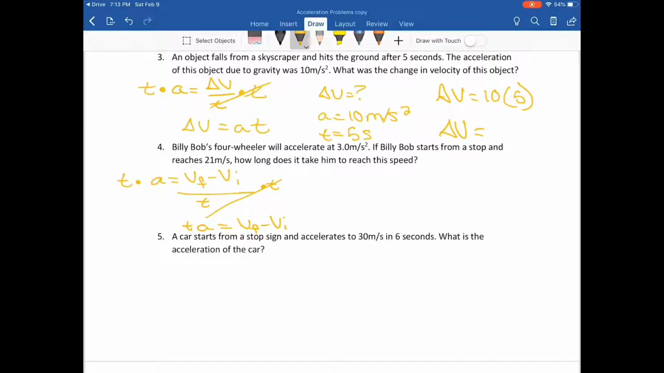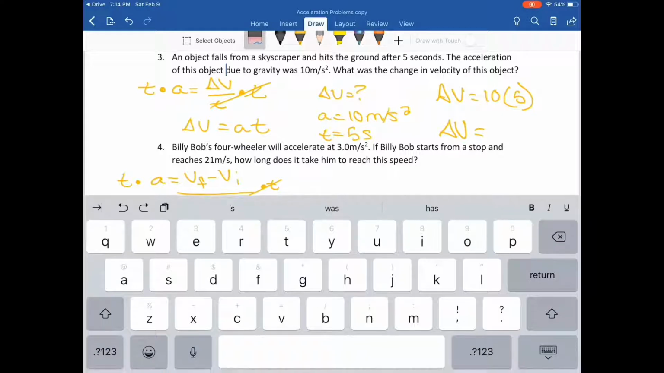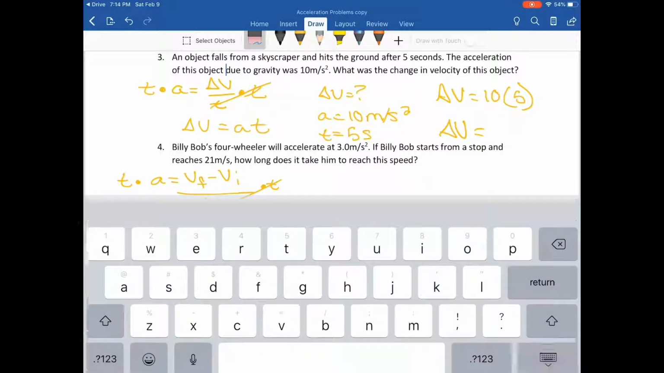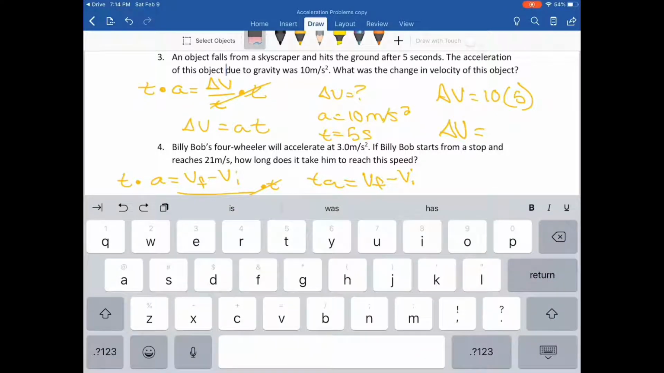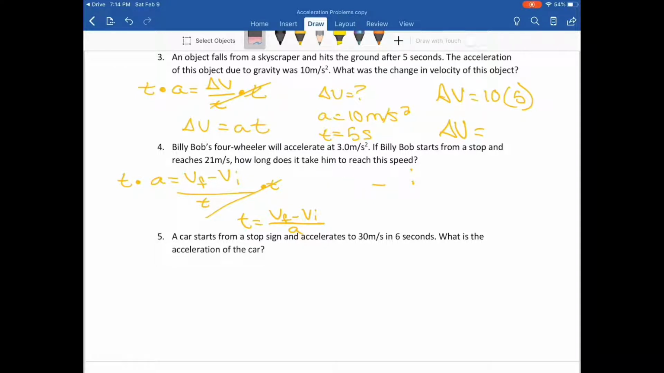But we still need time by itself. Now our equation looks like this. But we still don't have time by itself. So we're going to divide both sides by A, and so now our equation should be T equals V final minus V initial over A. Alright, so I'm going to erase this stuff so I have a little bit of room here.